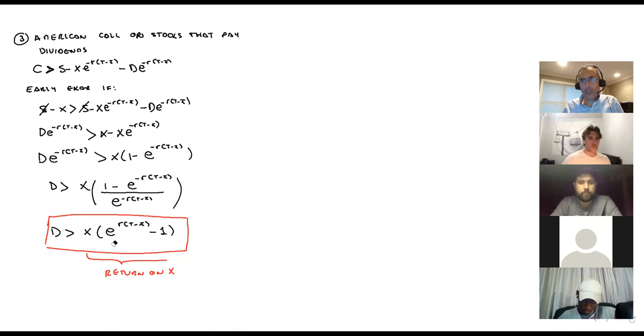Make sense to you? So if it does, can you please do number 4? I want you to practice this because it's very simple. So now you tell me what happens. When are you going to exercise that American put on a stock that pays dividends?